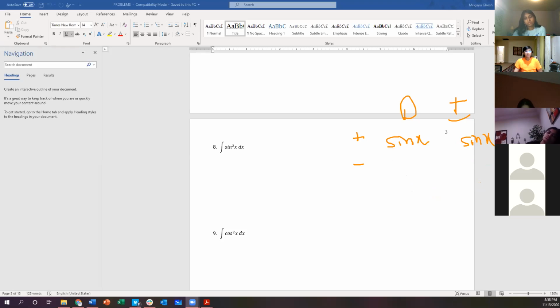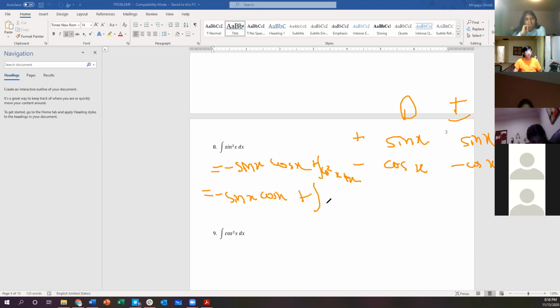All right, see, I got them. So I did cos x here, and then I did minus cos x here, right? Yeah, I did that. And then I just directly took it and I said, this is minus sine x cos x plus the integral of cos squared x dx. And then you need to say minus sine x cos x plus the integral of cos squared x dx is the integral of 1 minus sine squared x dx.